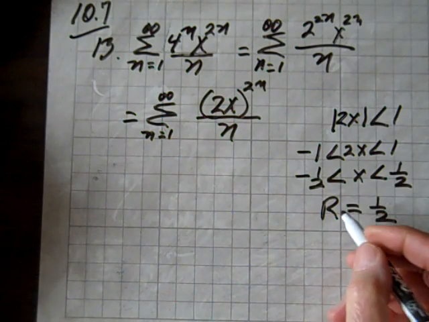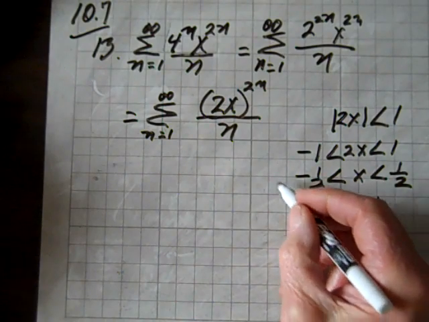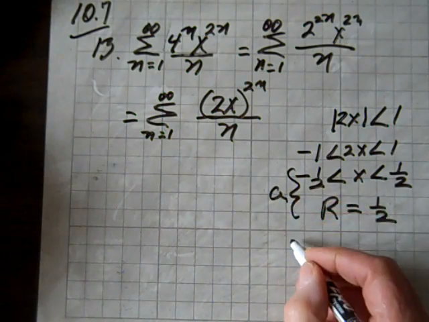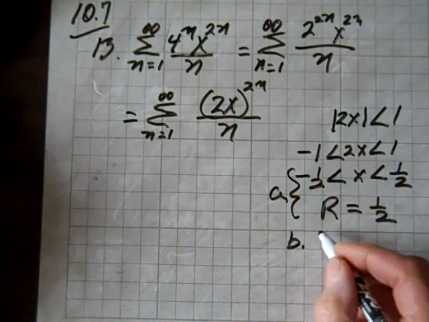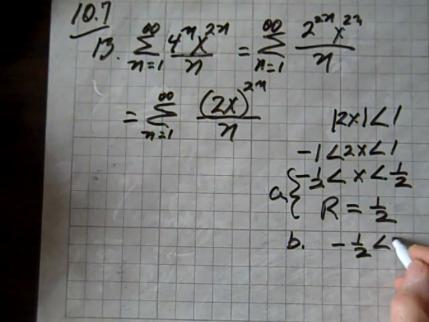And it will converge absolutely. So we've taken care of part A here. For B, it will converge absolutely on this interval, -1/2 is less than x, which is less than 1/2.